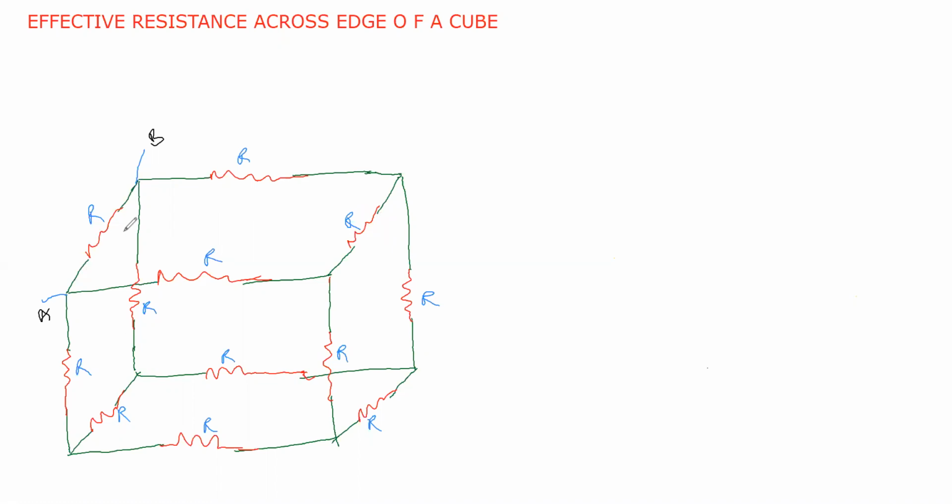Now to find effective resistance across A and B, we have to assume that we are connecting A and B to the battery. Now see here, current I is drawn from the battery. This current enters at junction A and divides into three paths.